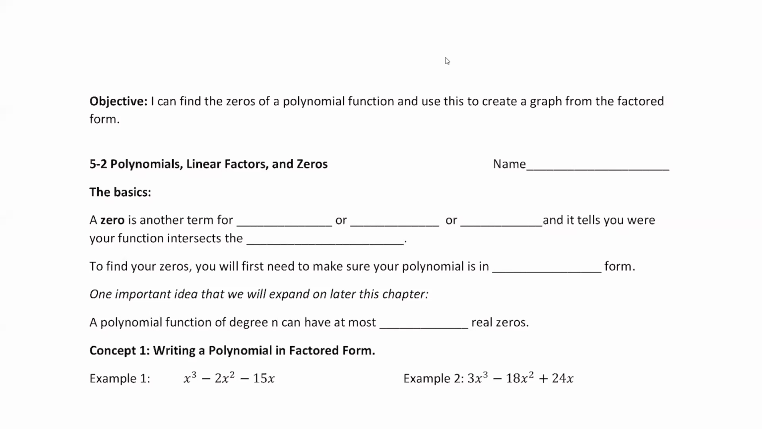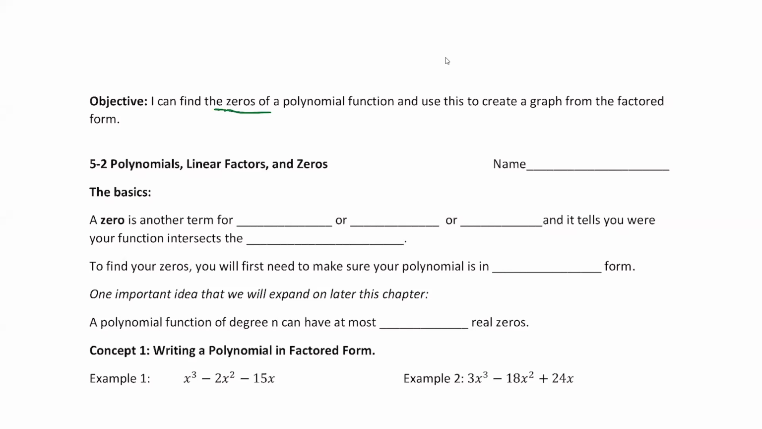All right, so as you can see, our goal today is to find the zeros of a polynomial function, and then we're going to use this to create a graph from the factored form. So basically, we're going to see today how, if we have a polynomial function like x to the fourth minus 2x cubed plus 3x squared, we could get a sketch of this without a calculator. That's what I'm going to show you how to do today.